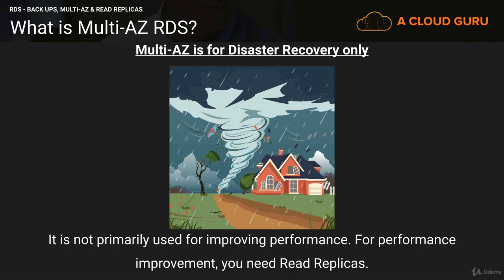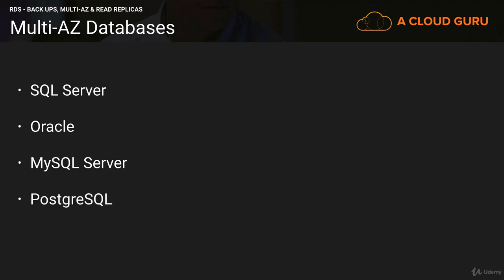Before we go on to what a read replica is, just remember that multi-AZ databases are available for SQL Server, Oracle, MySQL, PostgreSQL, MariaDB. You could argue Aurora as well. Aurora is actually built into the entire database design. I haven't put it here as a bullet point, but Aurora by default is spread across multiple availability zones. So you don't need to turn on multi-AZ for Aurora, but for the other RDS instances, you can definitely turn it on. So moving on to read replicas.